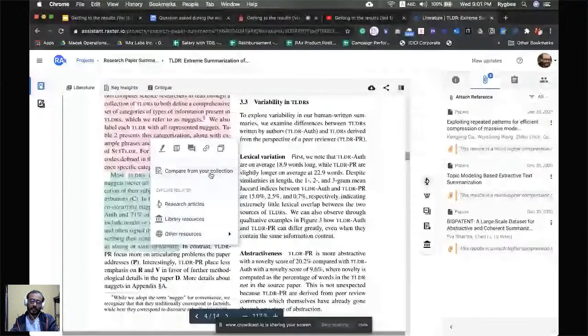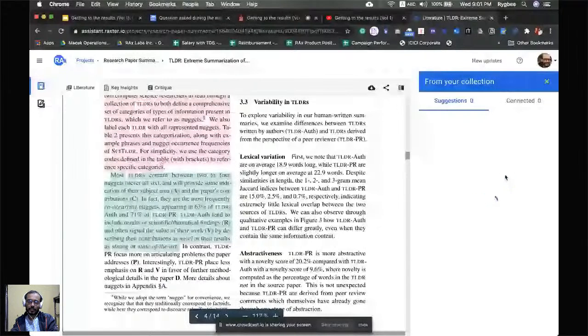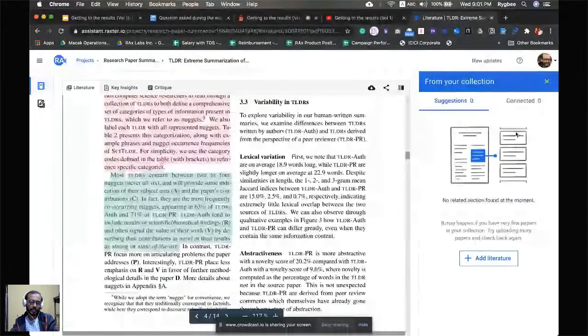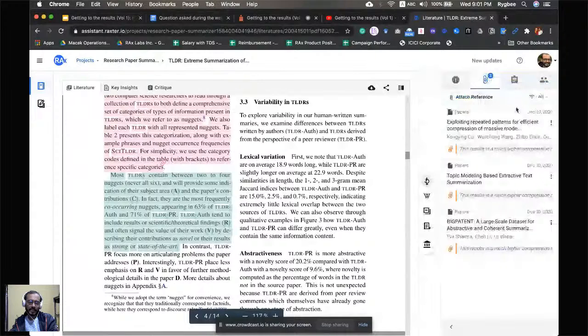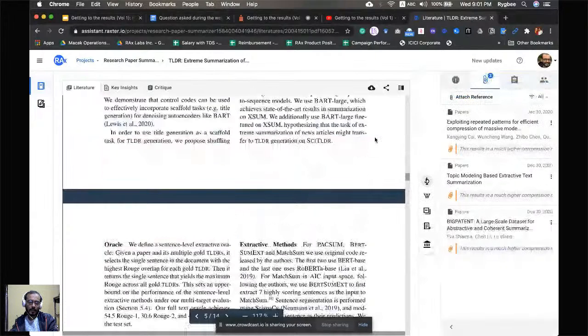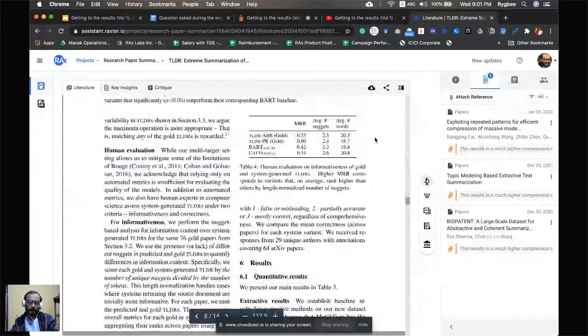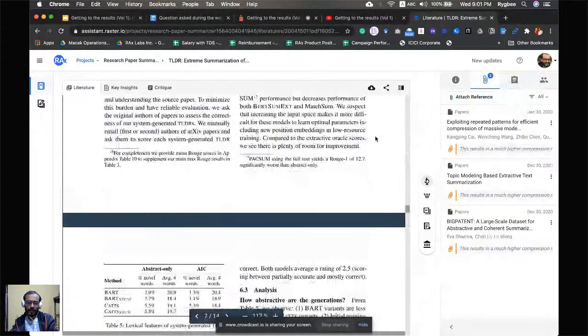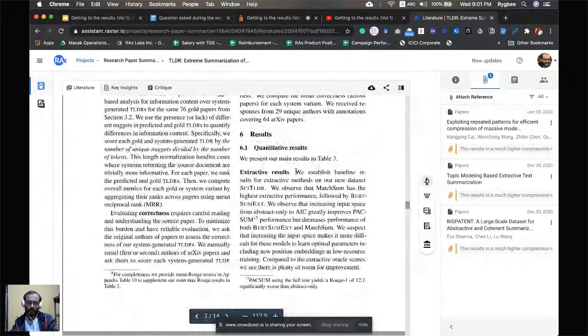And if there is anything, I don't know whether there will be something in my collection. There isn't anything in my collection, but if there was anything related to this particular section, then that would have come up. As an example, I can give you one where it actually happened. Let me see if I can try another one. Let's say results.